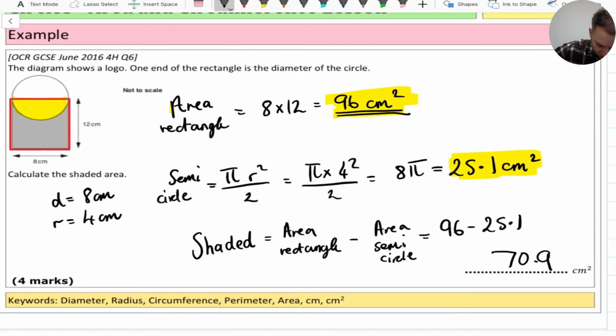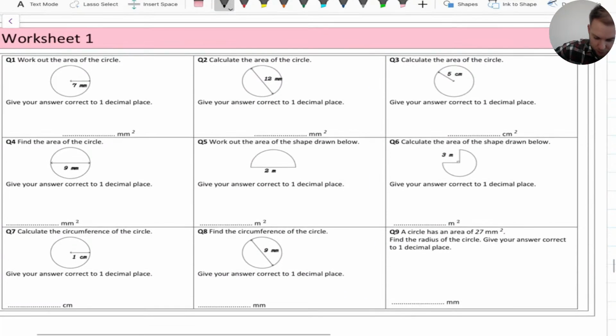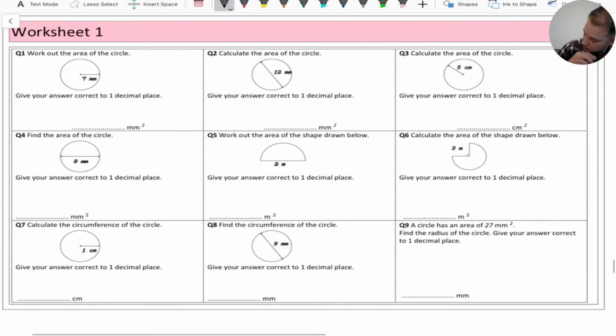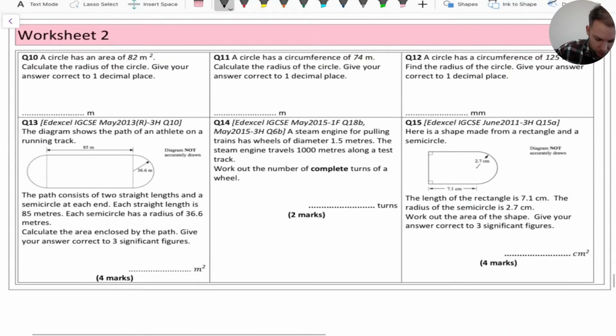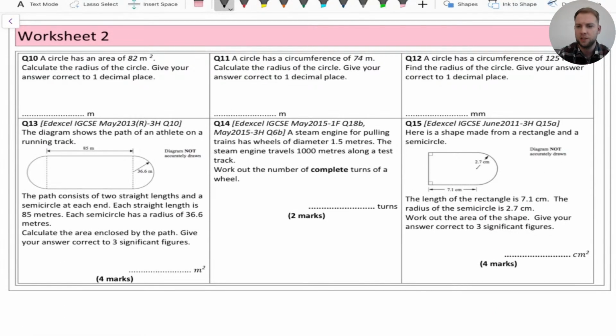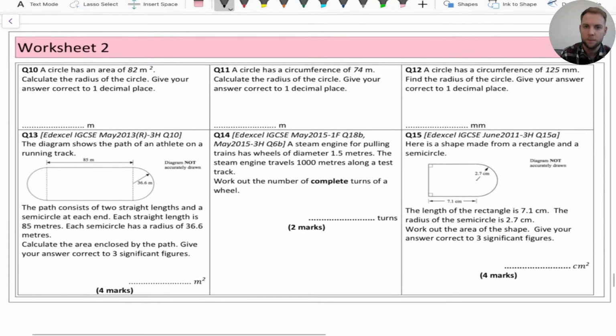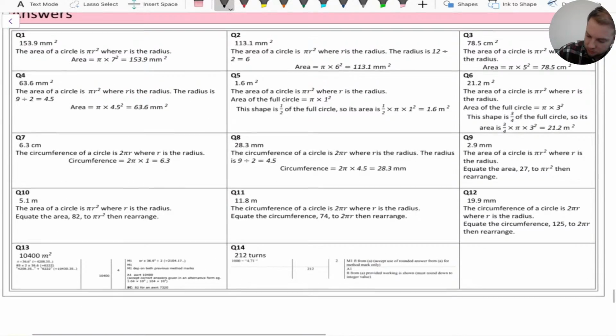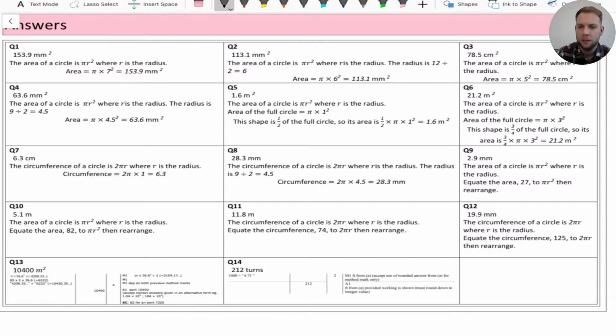So, if you are catching up with this at home later in the day, these are the questions for you to have a go at. So pause now and have a little go at these questions. There's also some more as well. So if you are catching up, pause and have a go at these questions. And there's your answers to those ones.